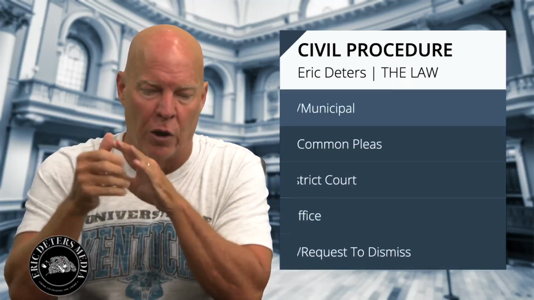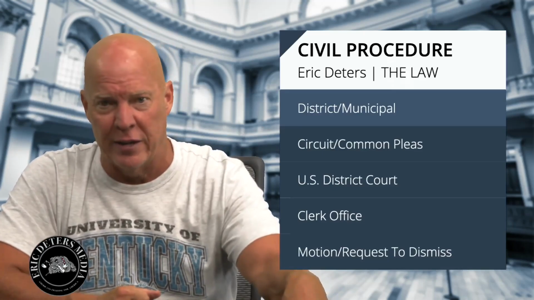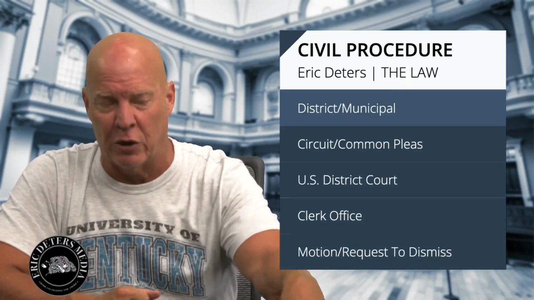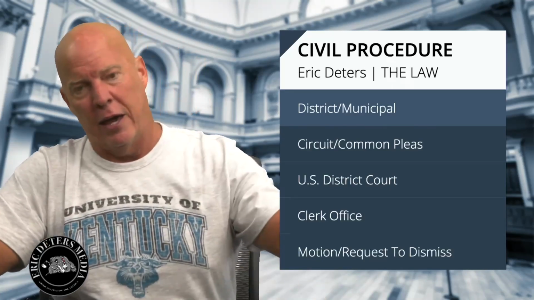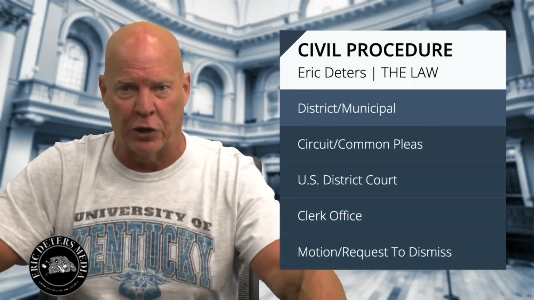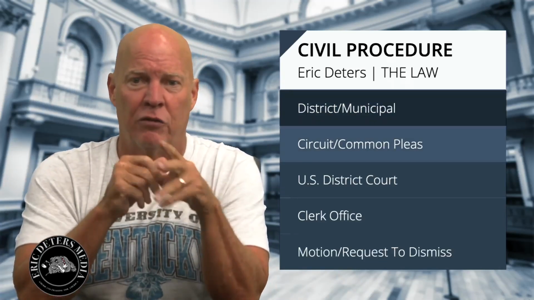Now, going on, back up to the next, district or municipal. District in Kentucky, you have district court is the small matters. In Ohio, it's municipal. In larger matters, circuit court, common pleas court. U.S. District Court, I've already covered some of that, diversity.